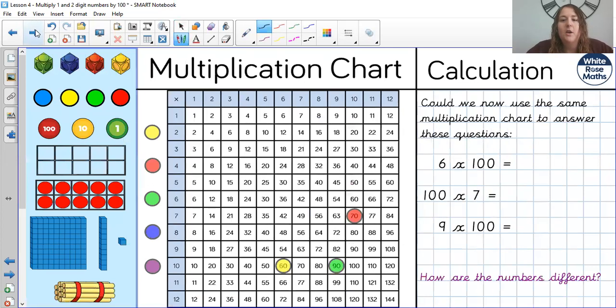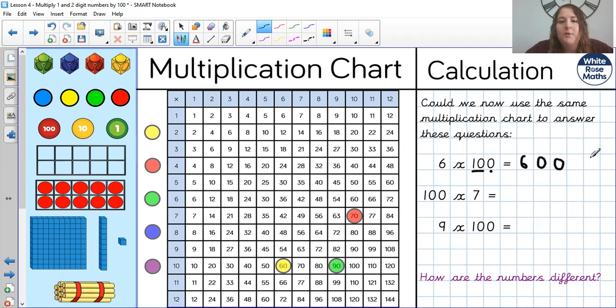However, what if we then look at questions like these? So 6 times 100, 100 times 7, or 9 times 100. How are these numbers different? And how could we use the grid to work these out? Hopefully you're telling me that they're 10 times bigger. So we had 6 times 10, which is our yellow dot down here, which I've left one of them in. 6 times 10, we now need to do 6 times 100. So we need to multiply that answer again by 10.